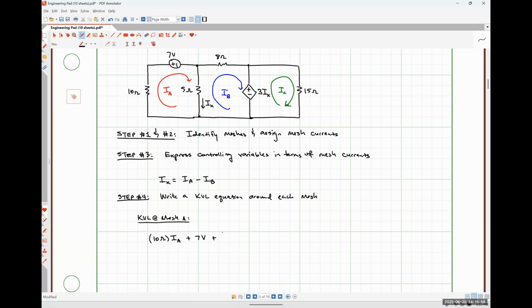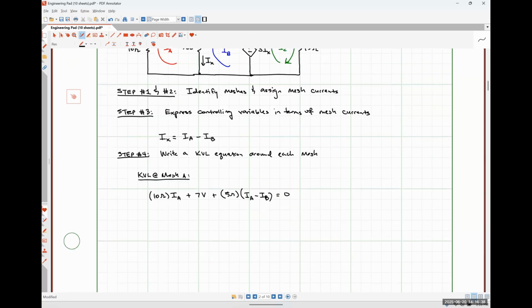And now I see the 5 ohm resistor. And as we discussed earlier, there is a total current of IA minus IB flowing down through that 5 ohm resistor. So I'll put IA minus IB here. And now I'm back at the node where I started from, so I'll just set this equal to 0. So before we move on to our KVL equation for mesh B, does anybody have any questions about where any of those terms came from? All right.